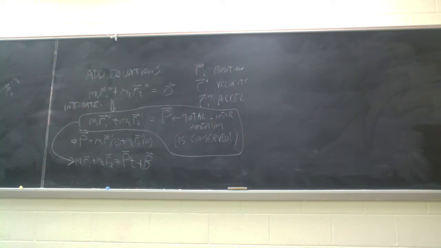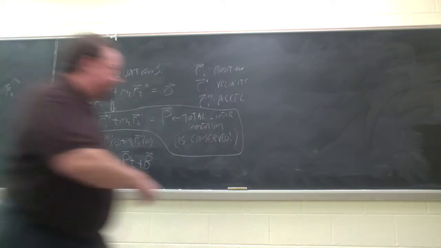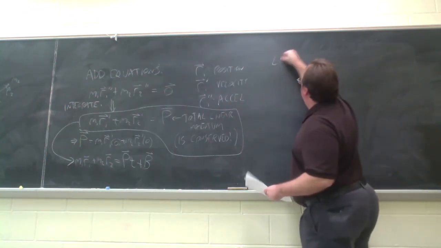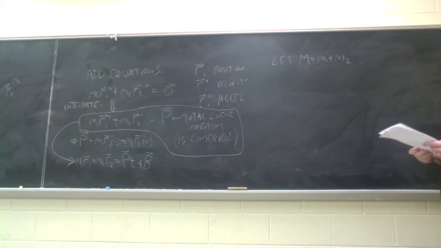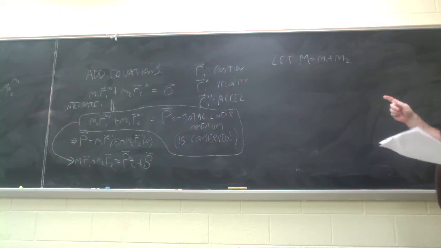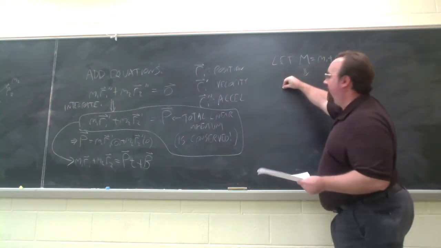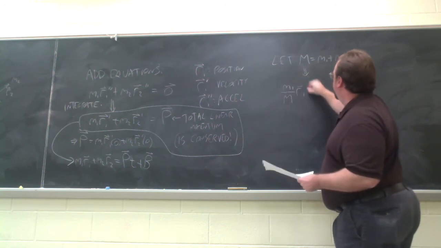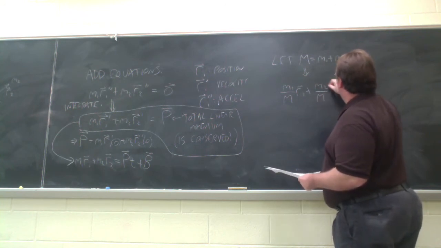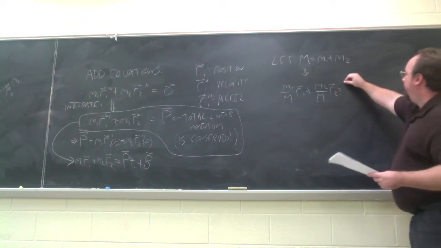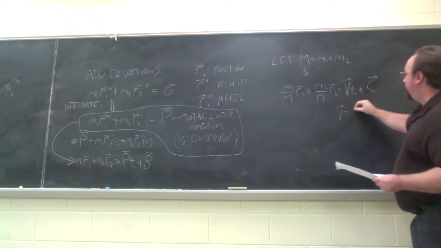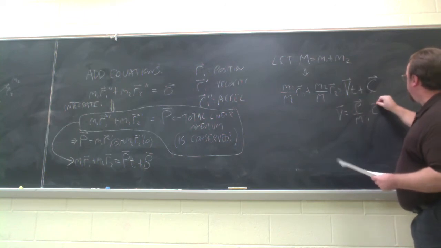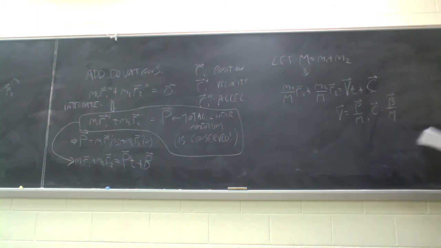However, we can get something meaningful from it. What we do is define big M as M1 plus M2, and now I'm going to scale this equation by M. So I have M1 over big M, R1 plus little m2 over big M, R2, and then I can divide everything on the right side by M. So V is equal to P over big M, and C is equal to B over big M.